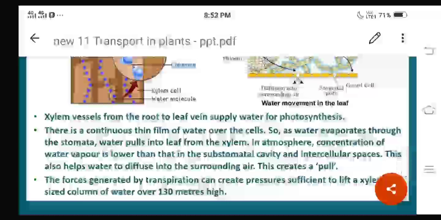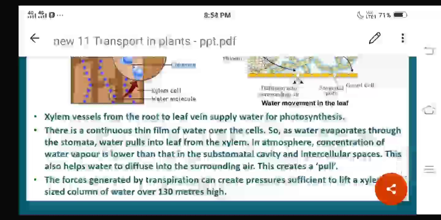And due to this, what will happen in the leaf? This will create a pull, and that pull is commonly called the transpiration pull. Transpiration pull, and we also call it tension, and we also consider it the negative hydrostatic pressure, right? And because of the creation of this transpiration pull, it will help for the ascent of sap, right?